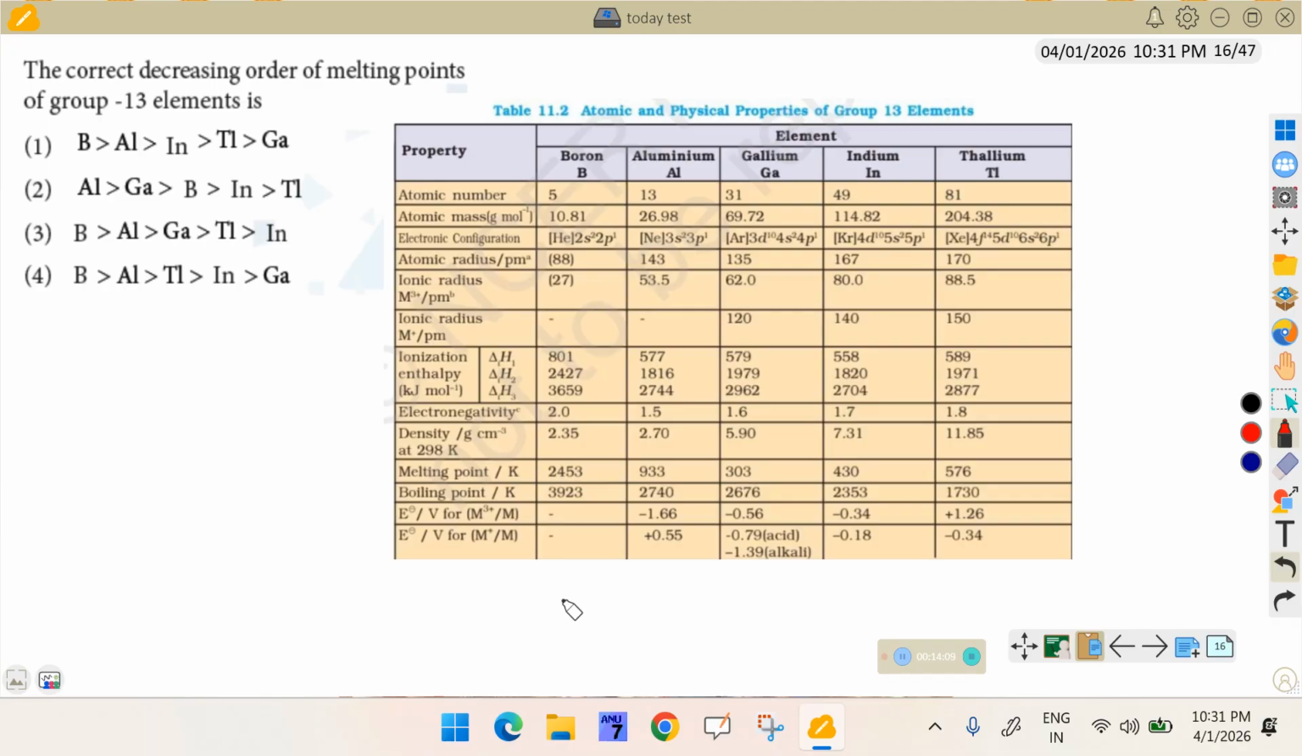Decreasing order of melting points of group 13 elements. Melting point: boron, then aluminium, aluminium after thallium, thallium after indium, indium after gallium. Boron, aluminium, thallium, indium, gallium. Fourth option.